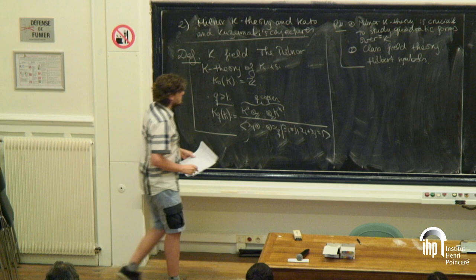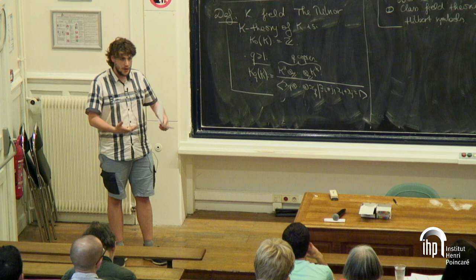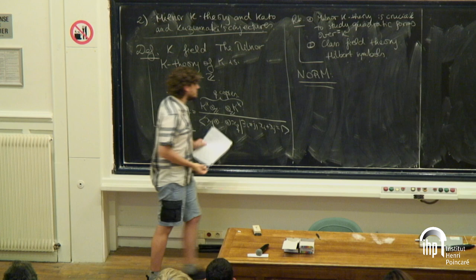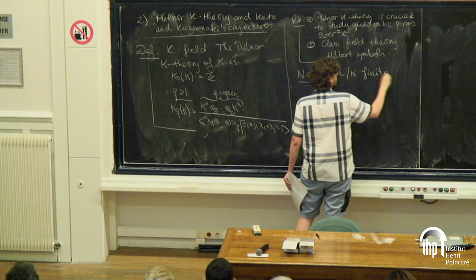OK, so apart from Milnor K-theory, I will also need, to state these conjectures, another structure, and that's a norm morphism on Milnor K-theory. So let's talk about the norm. OK, so what do we want? We want to study what happens when we look at some finite extension L over K.